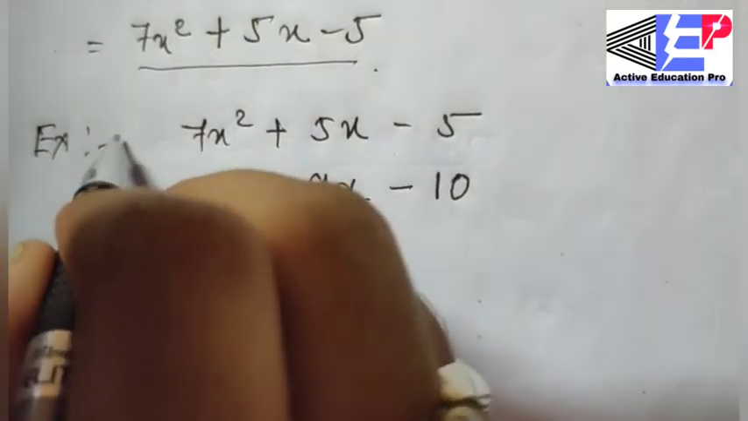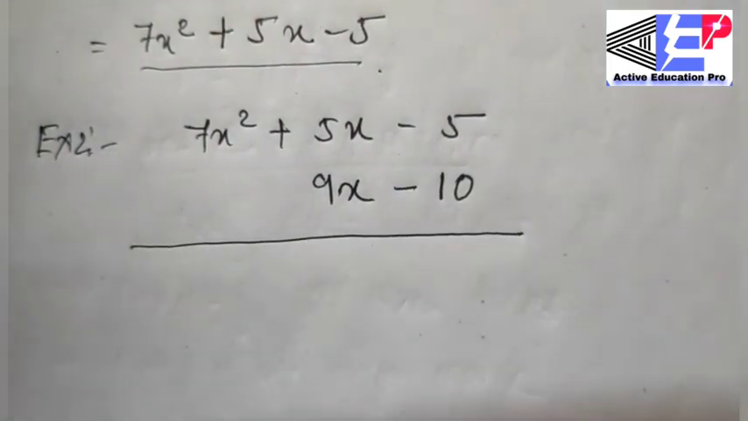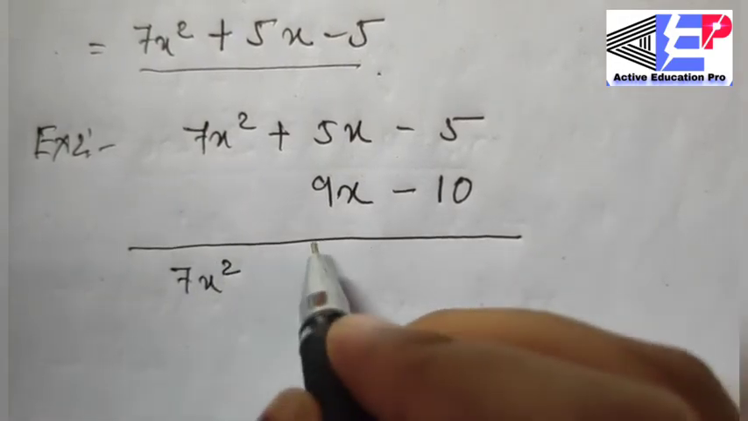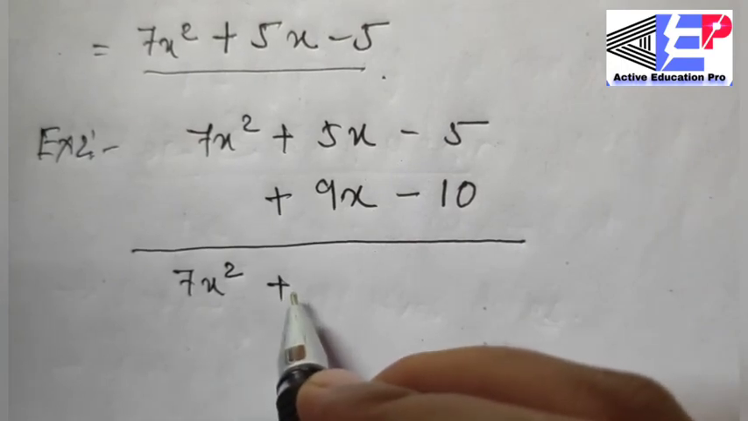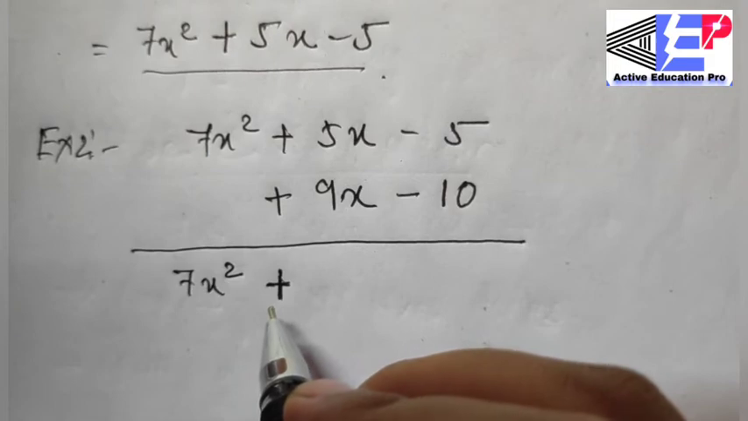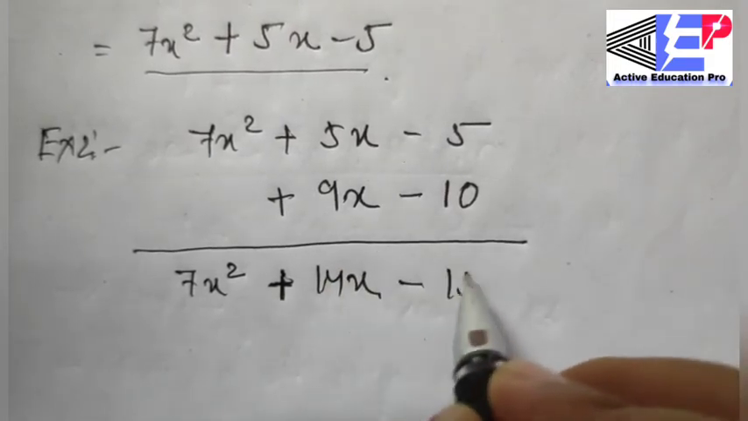Example 2. Okay, now you can add it. 7x square plus 5x plus 9x. As you know, same sign. By the addition and subtraction, it will be same sign. 14x and then minus 15.